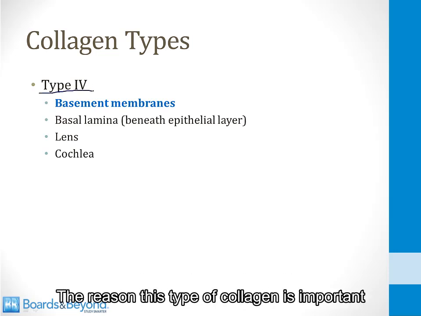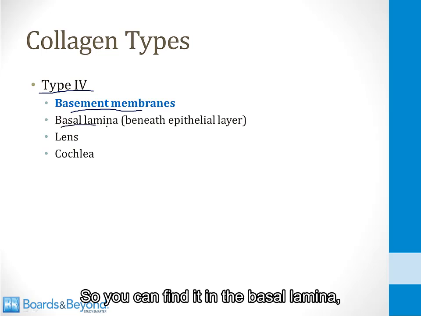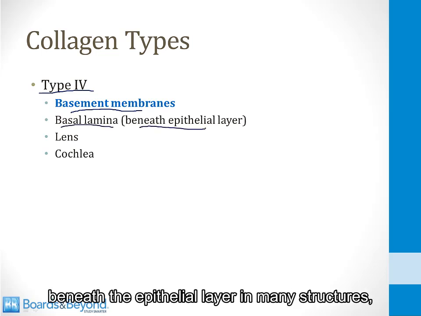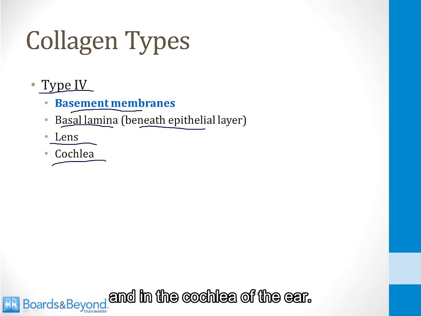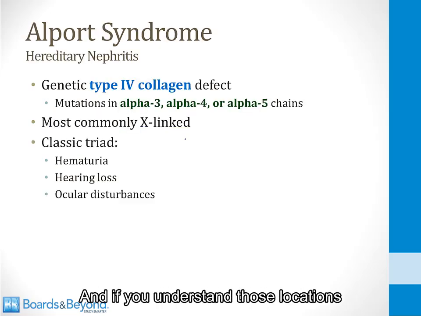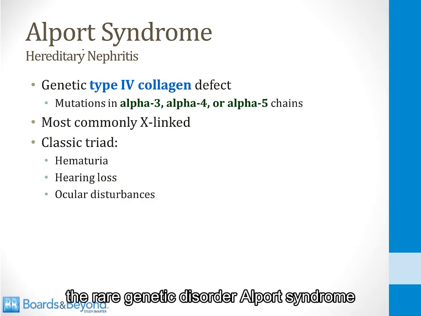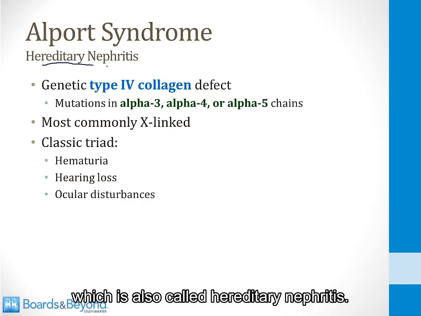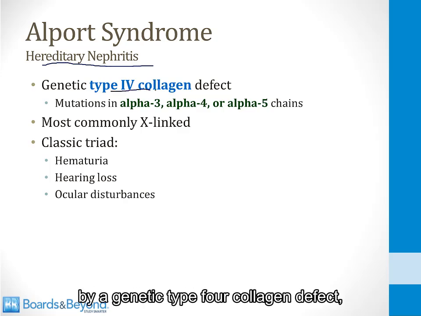The reason this type of collagen is important is because it's found in basement membranes. So you can find it in the basal lamina, beneath the epithelial layer, in many structures. You can also find it in the lens of the eye and in the cochlea of the ear. If you understand those locations for type 4 collagen, then it's very easy to understand the rare genetic disorder Alport syndrome, which is also called hereditary nephritis. This condition is caused by a genetic type 4 collagen defect.